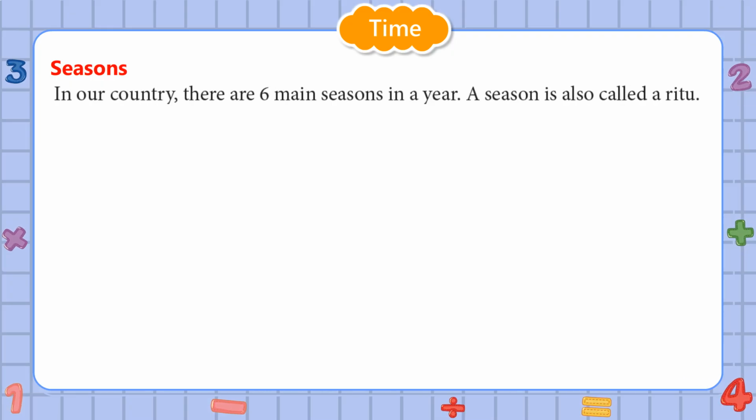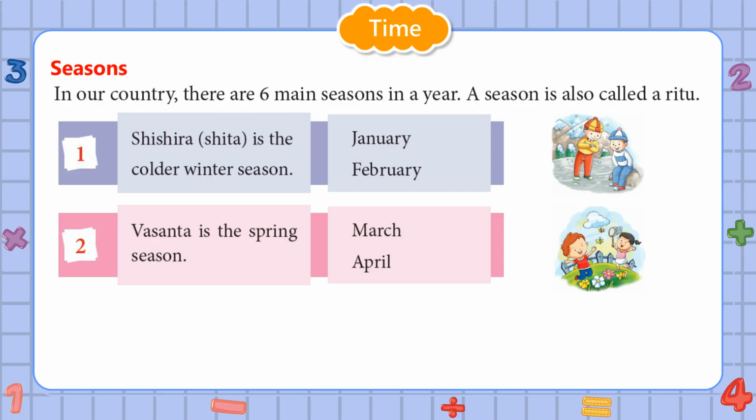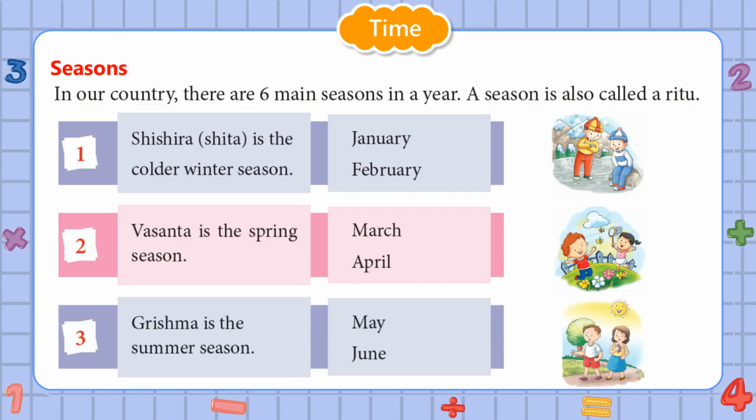Seasons. In our country, there are 6 main seasons in a year. A season is called a Ritu. Number 1, Shishir. Shishir is the colder winter season. It remains in January and February. Number 2, Vasant is the spring season. It remains in March and April.